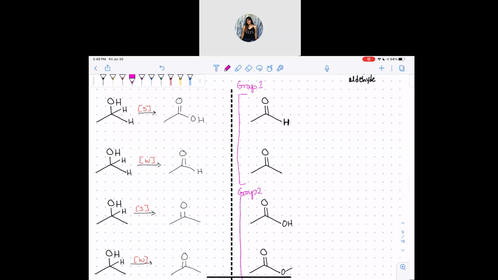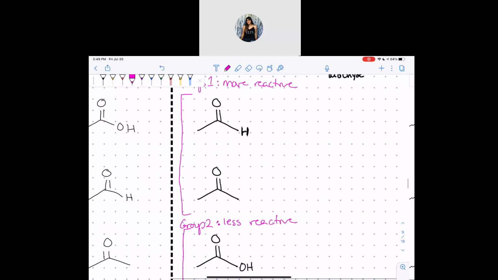Group 1 is more reactive, and group 2 is less reactive. So the more reactive group can use either reagent. So we can say either.